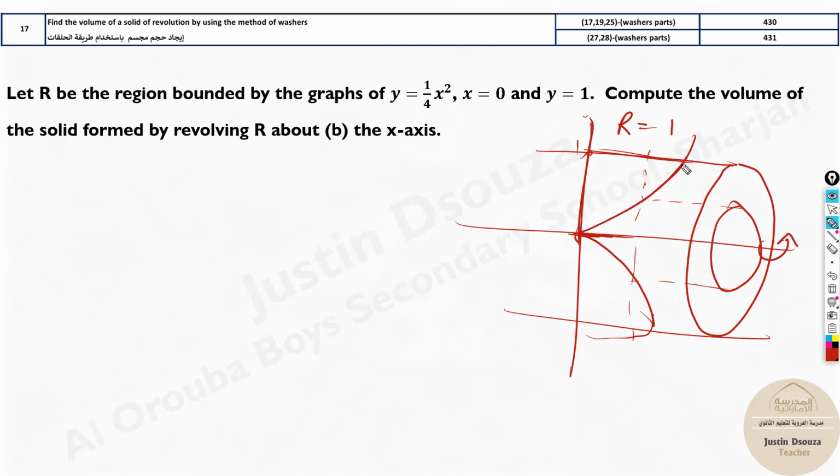What is the inner radius? It's an equation. It varies. At each point it varies. So it's given as this equation. Inner radius is given as 1/4 x squared. Okay, this much is fine.